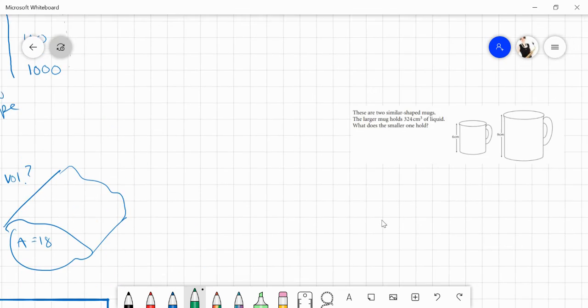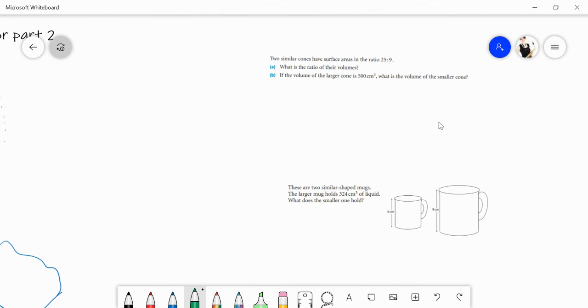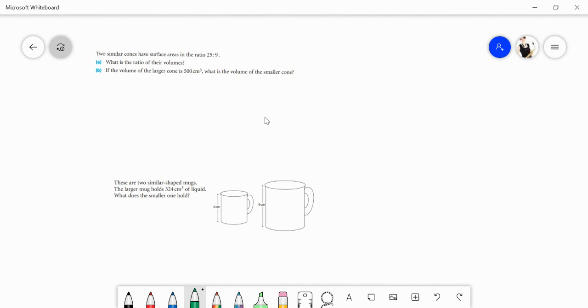Okay, I've got a couple of exam questions here just to show you how that working is going to look. See if I can find it. Here we go. So the first question says, two similar cones have surface areas in the ratio 25 to 9. So my area ratio is 25 to 9. I'm interested in the ratio of their volumes, but I'm going to go through length. So my length ratio, I'm going to square root my area values. So my length ratio, 5 to 3. Different ratio, but that's right because I'm looking at length, not area. And from my length ratio, I can get to a volume ratio of 125 to 27.